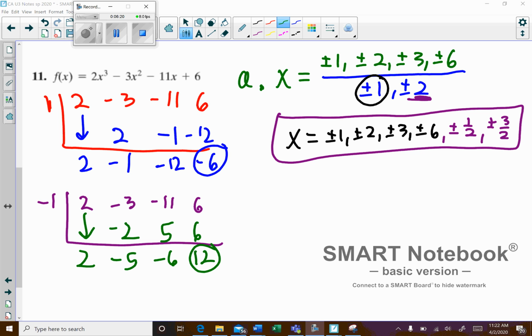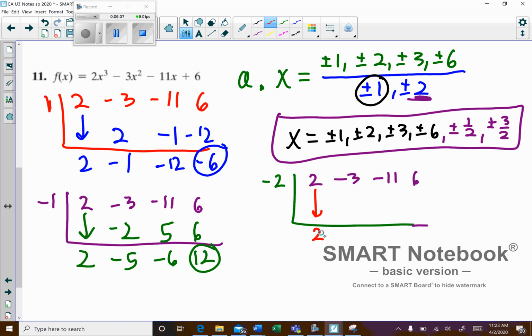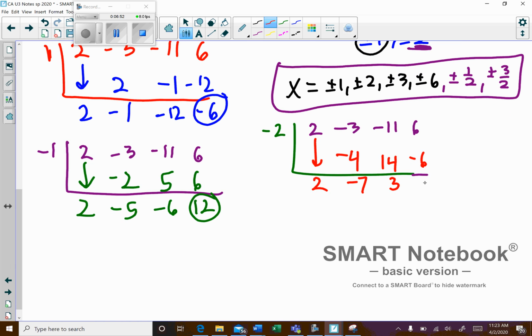Okay, so next I would try 2. I'm actually going to do -2 just because I know that one works, just so that this video isn't forever. All right, so let's see. 2, -3, -11, and 6. Okay, so we'll drop the 2 down. 2 times -2 is -4. That adds to -7. That multiplies to give me +14. That adds to 3. 3 times -2 is -6. And there we go, remainder of 0.